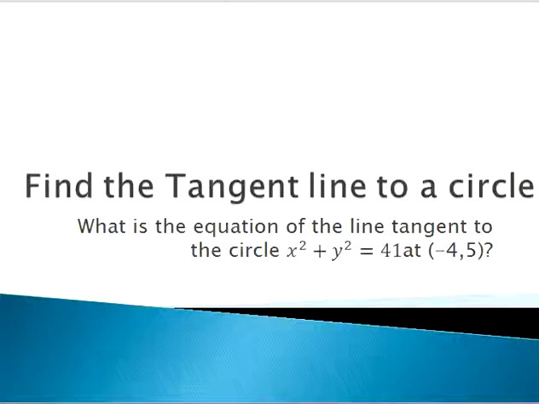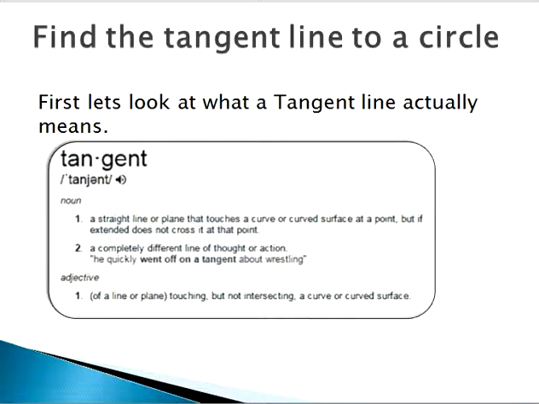All right, next problem. Find the tangent line to a circle. What's the equation of the line tangent to the circle x squared plus y squared is equal to 41 at (-4, 5)? To start this kind of problem, I always think it's good to remember what tangent actually means.